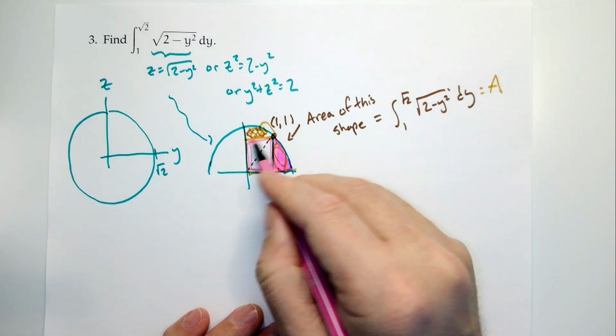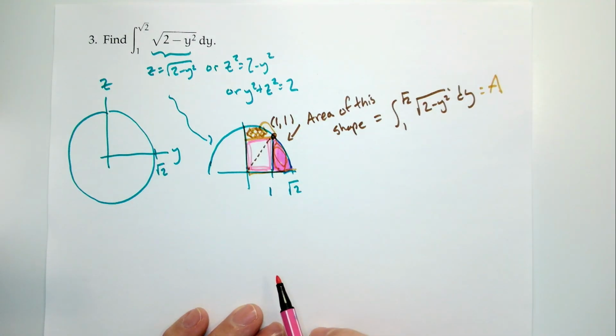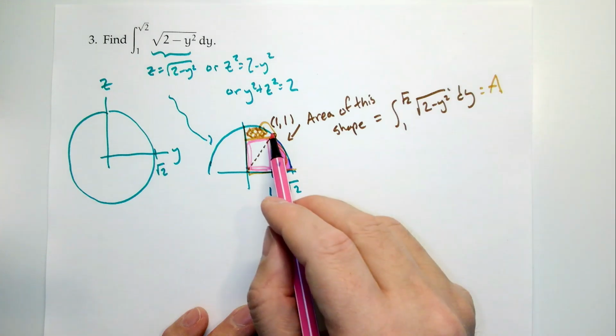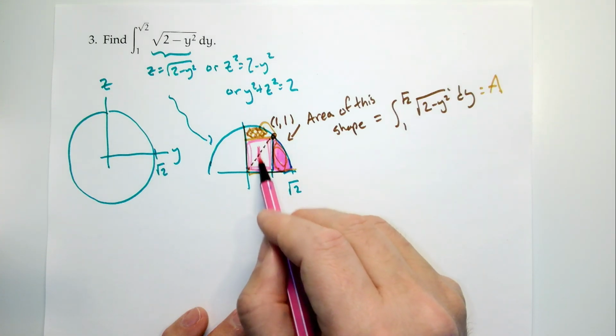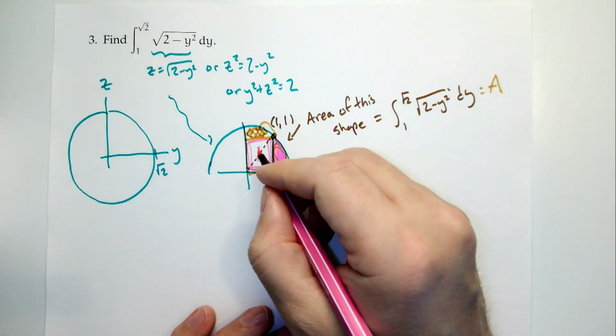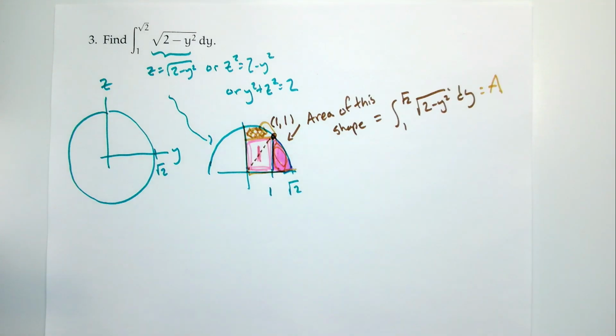It's this square. How much area is in that square? Well, it's a 1 by 1. So this has area 1. Cool. Now, is there anything else I can find the area for?